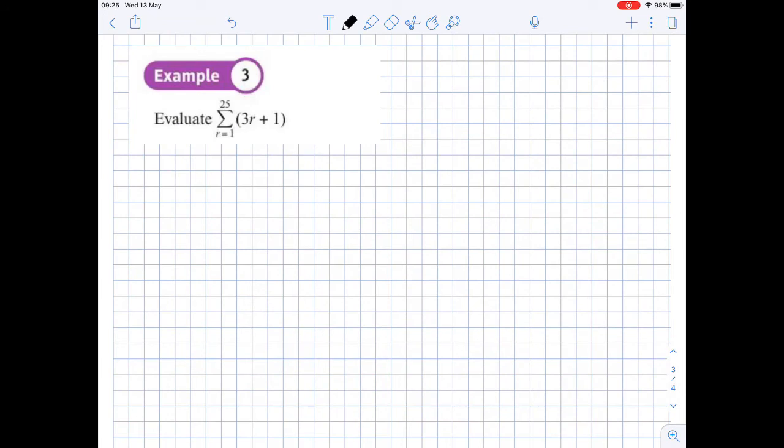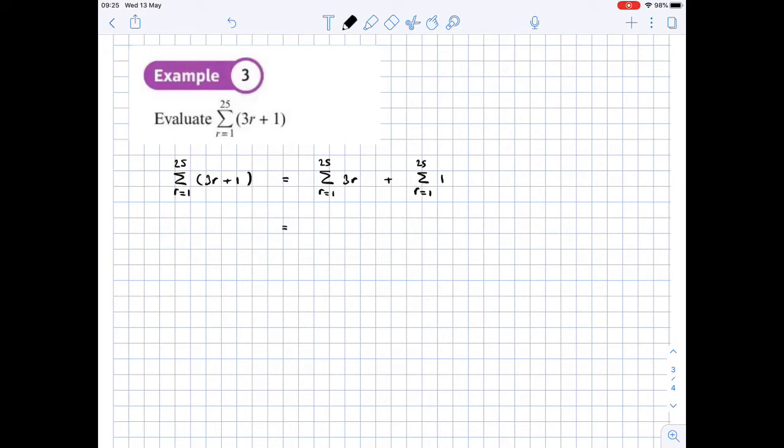Example 3. Here we want to evaluate, so we want to calculate the sum of the first 25 terms using the rule 3r plus 1. Now we could start to write all that out and expand it, but there's actually a much quicker way. This is equivalent to the sum of the first 25 terms using 3r, and adding on to that the sum of the first 25 terms using the rule add 1.